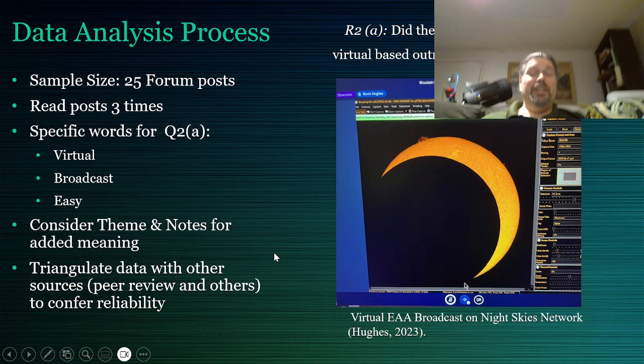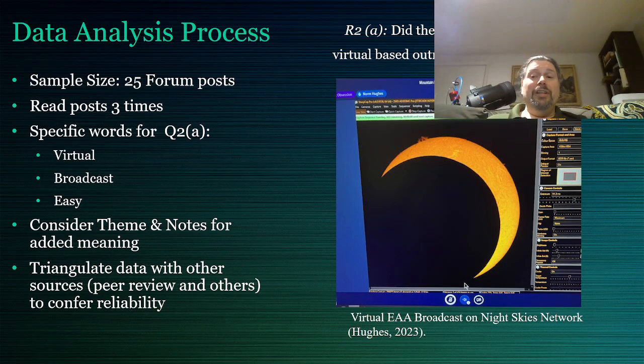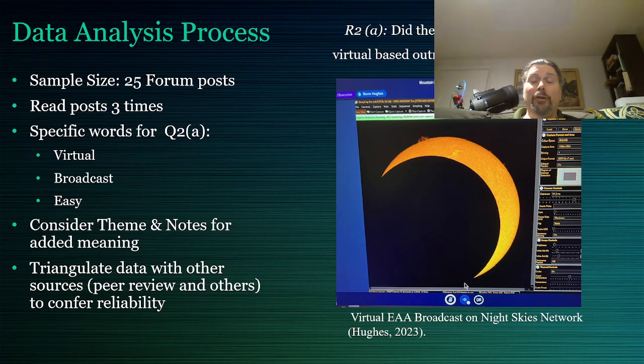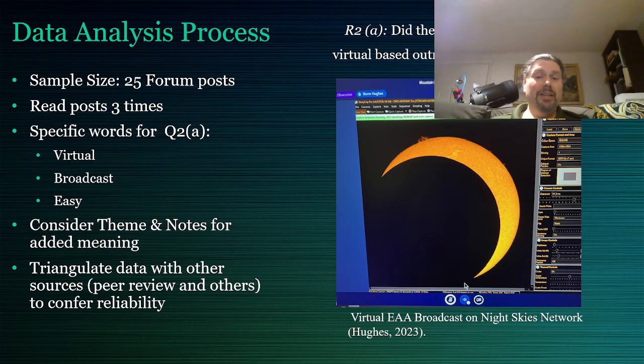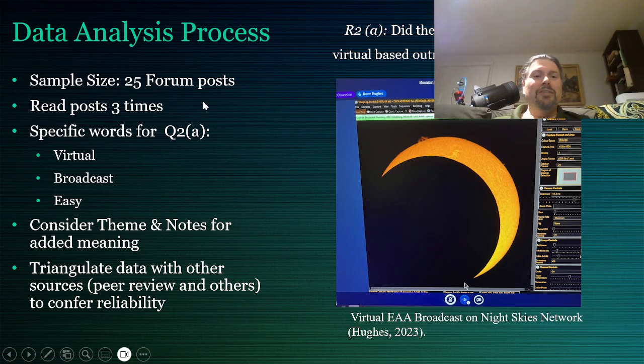So the sub question of research question two: did they consider using online or virtual based outreach at all? This is something that they've done. Again, the reason we're asking that is maybe we might want to use that in an educational setting in a school, right? Same sample size.